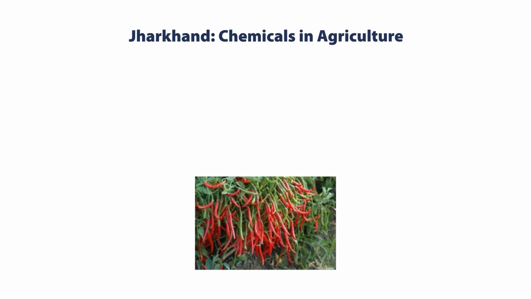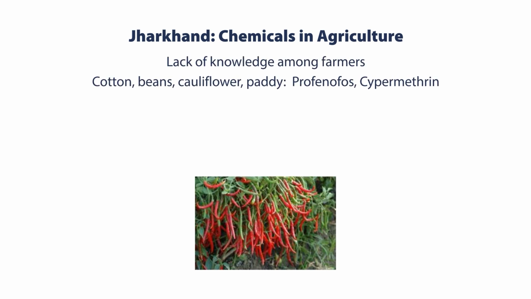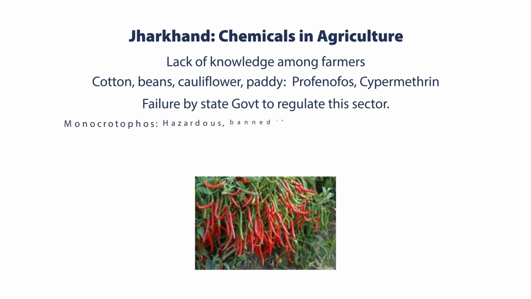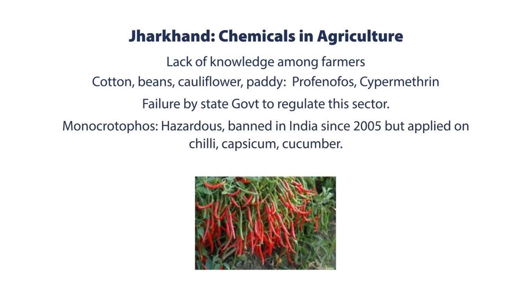Now another example is in Jharkhand. Here the farmers are actually unaware of using chemicals in the agricultural sector. So there is a total lack of knowledge among the farmers. So even the banned chemicals are being applied on the crops. For example, for crops like cotton, beans, cauliflower and paddy, they are using profenophos and also cypermethrin chemical derivatives.